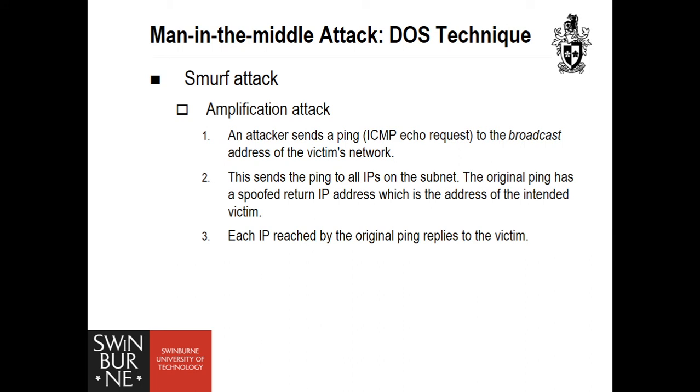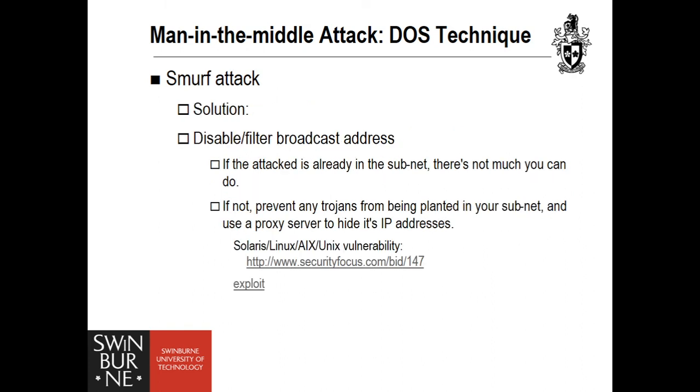Okay, smurf attack. An attacker sends a ping to the broadcast address of the victim network. This sends the ping to all IPs on the subnet. The original ping has a spoofed return IP address, which is the address of the intended victim. Each IP reached by the original ping replies to the victim. Okay, how to solve the issue? Just disable or filter the broadcast address.